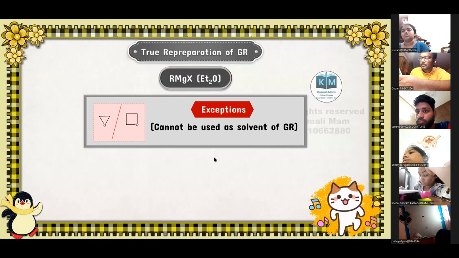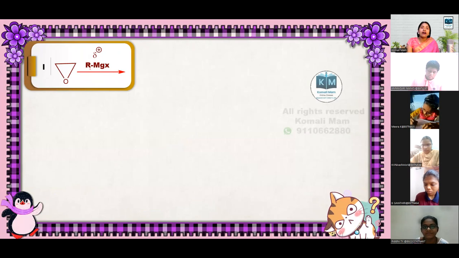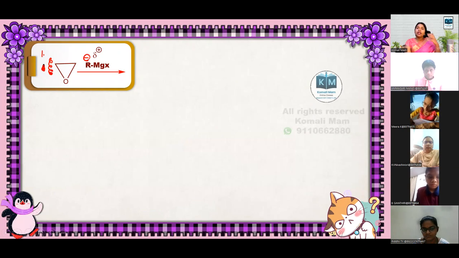Shall I go to the next page? Why we should not use ether? For example, if you use our Grignard reagent with this ether, number one, you write number one. Then what happens is, this is metal, magnesium. This R minus is a good source of carbon anion. It goes and attacks this carbon, then ring opening takes place like this. Same structure, R comes and attacks here, ring opening takes place.